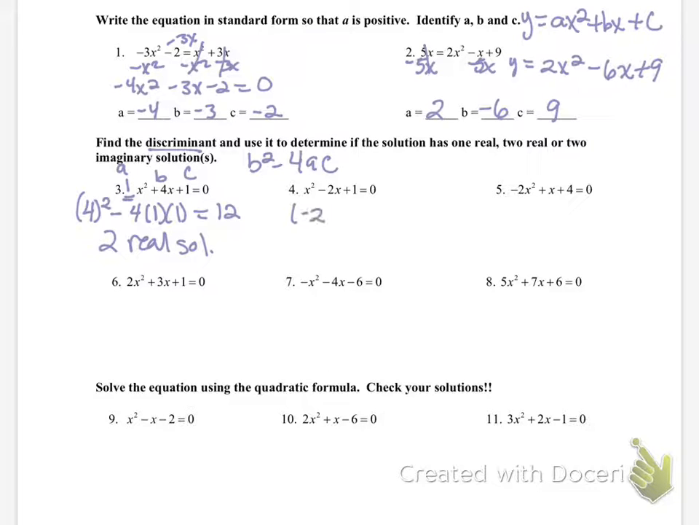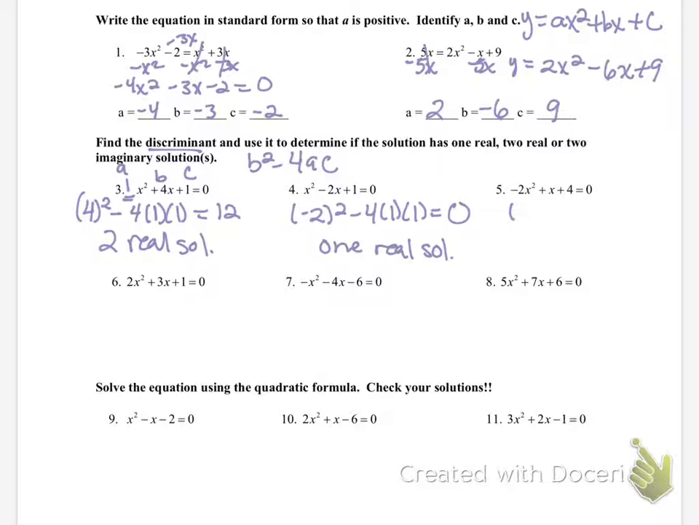All right, look at this one. Negative 2 squared minus 4ac. That's what, 0? So type that whole thing in your calculator. So that's going to be 1 real solution.